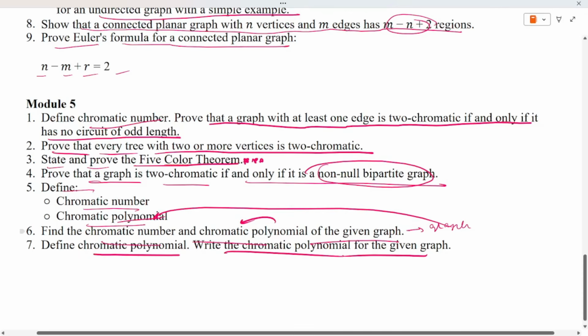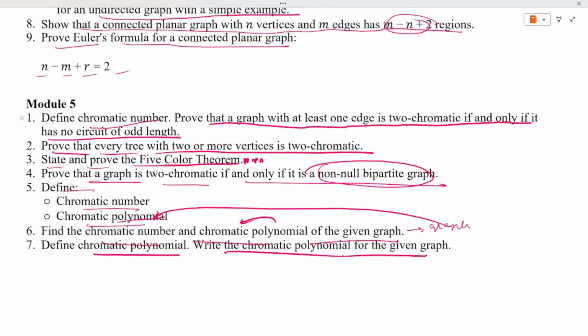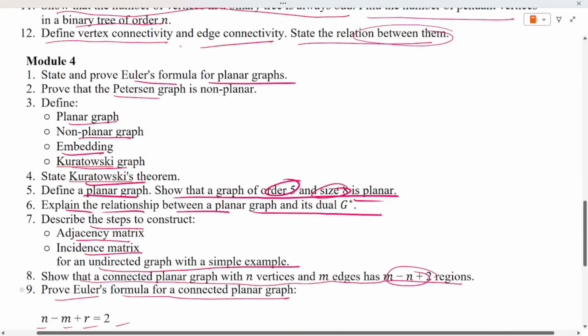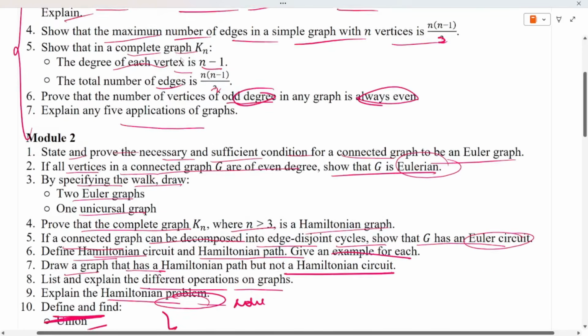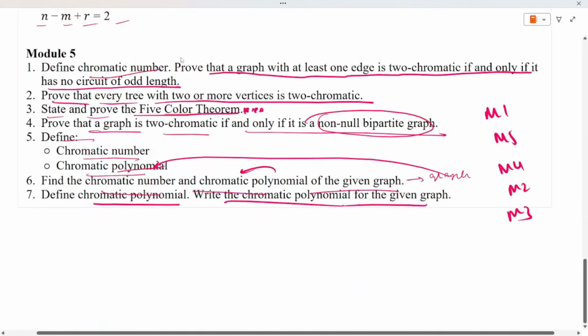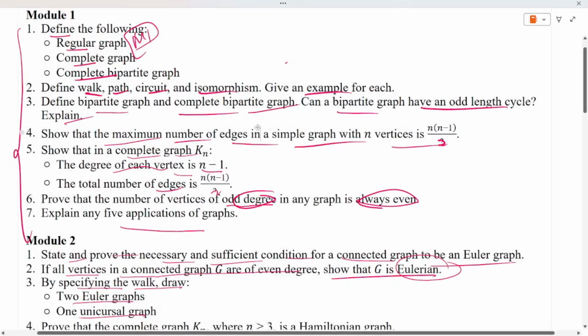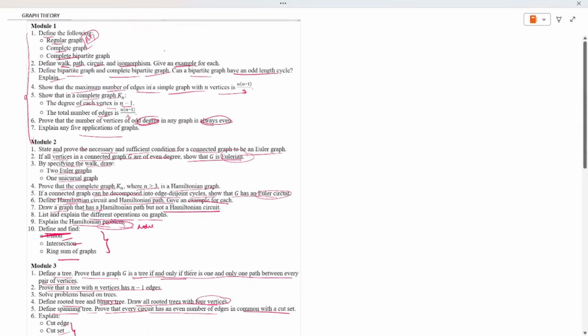This is one of the most important modules, but you can go with module 1, module 5, module 4, module 2, module 3. Okay, like this you can go. As module 3 has more questions, you can go to that last. Okay, that's what I'll say for this graph theory, and I'll erase all this so that you can easily take the screenshot if you want.